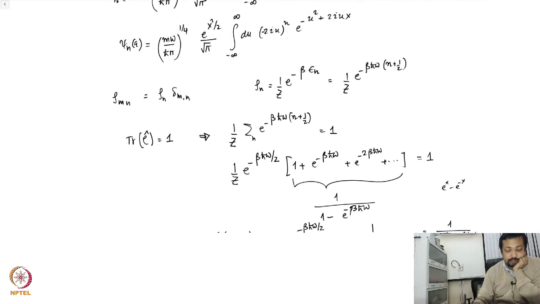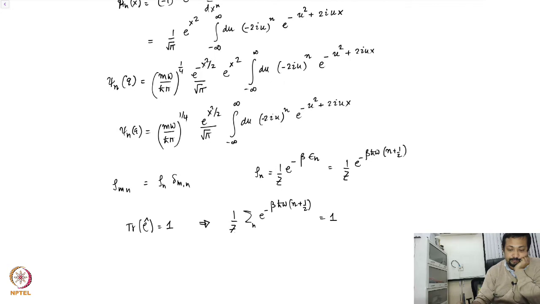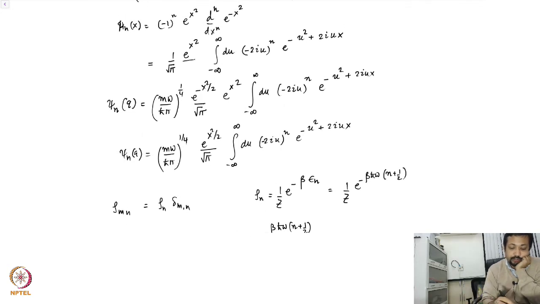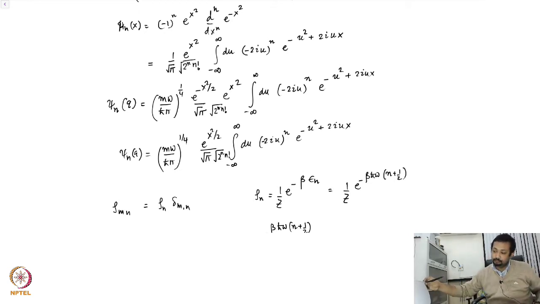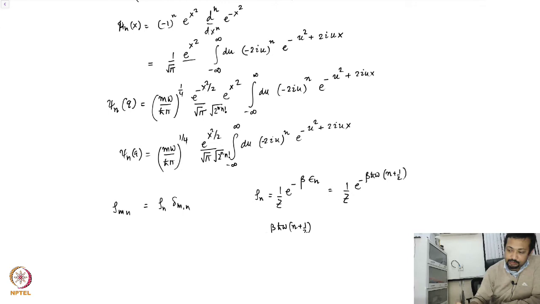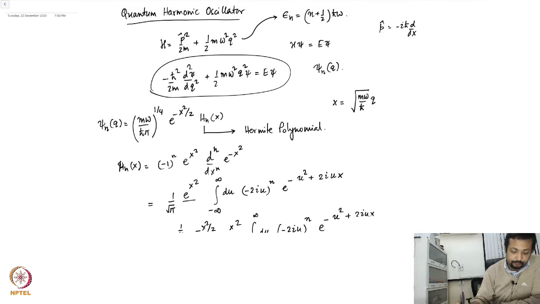Let me see whether here I have missed out a factor that one should include. Where is that? Yeah, there has to be a square root 2 to the power n n factorial. This is the thing which I have missed. Not in h n x, but in psi n of x. So in psi n of q, yeah, here it has to be square root 2 to the power n n factorial, and this comes from the normalization of this wave function.